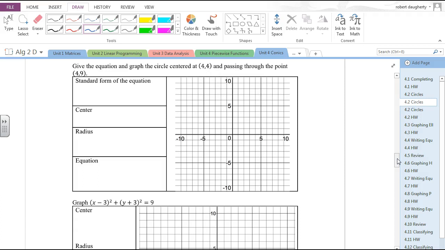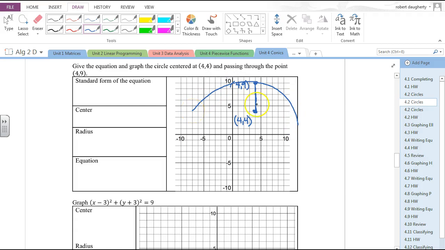Give the equation of the circle and graph it. It's centered at 4, 4, and it passes through the point 4, 9. So if you're not sure what that means, just graph it. So this is the point 4, 4, and it passes through the point 4, 9. Okay. So if the center is 4, 4, and the circle goes through this point right here, how do you think I find the radius? You just count it. It's that distance, right? Okay. So this circle is doing something like this.